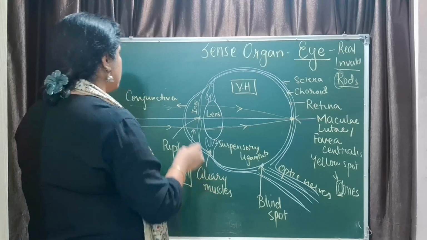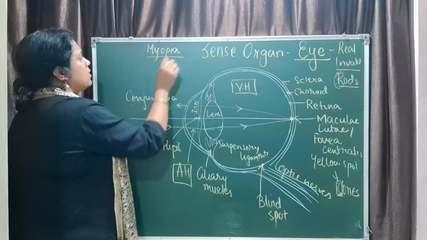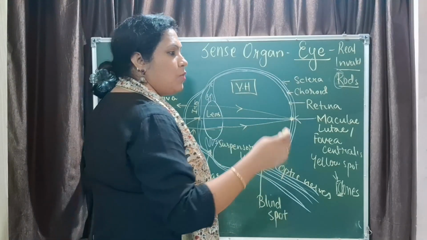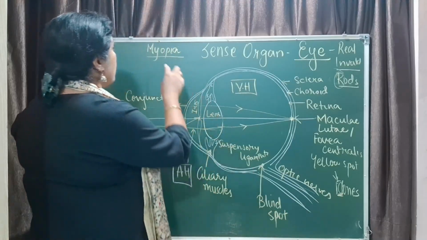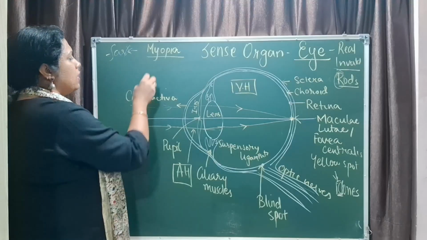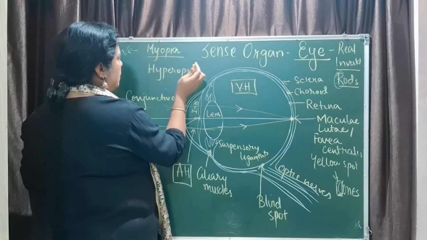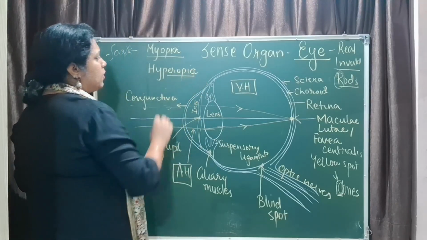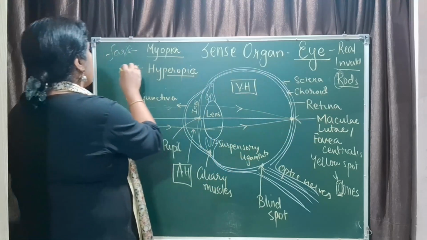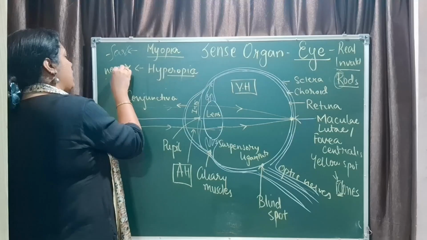Okay. There are conditions which are called myopia. Myopia means short-sightedness. That is, you can see the object which is close to you, but you cannot see the object which is far. Far objects are not seen. Hyperopia, or hypermetropia, is far-sightedness. You can see the object which is far, but the nearer objects cannot be seen.